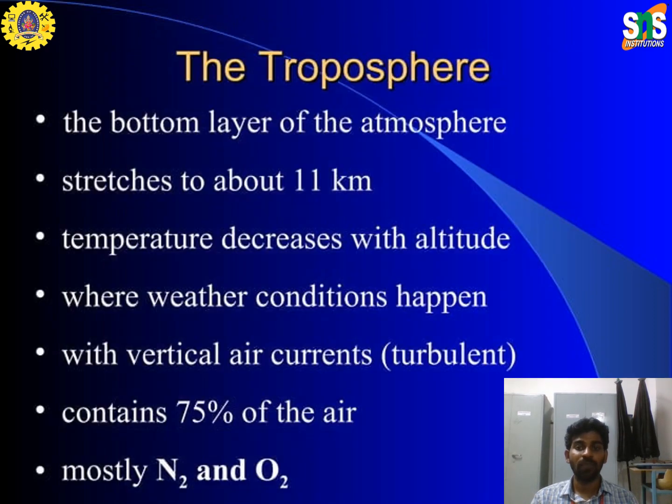It is the bottom layer of the atmosphere and stretches to about 11 kilometers. Temperature decreases with altitude. Weather conditions happen here, with vertical air currents and turbulence, and it contains 75% of the air.